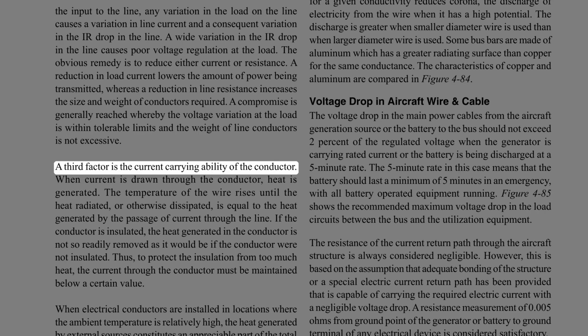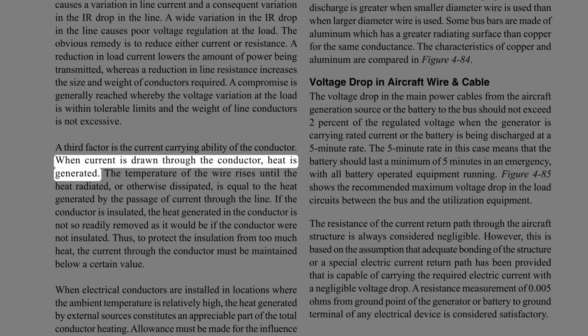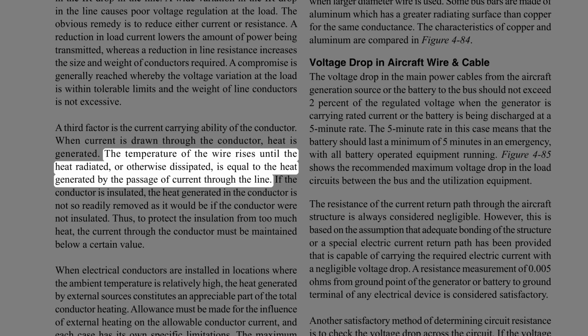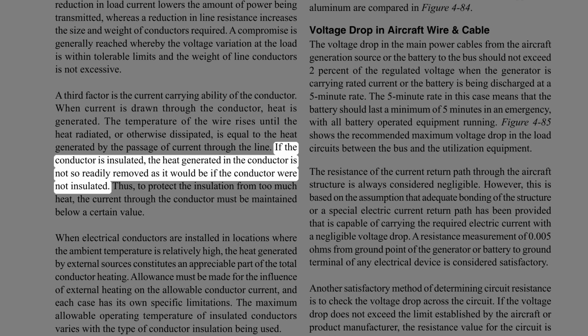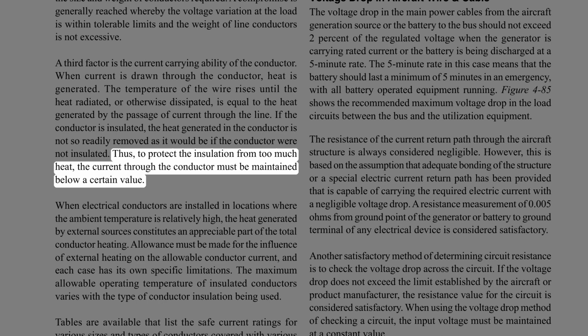A third factor is the current carrying ability of the conductor. When current is drawn through the conductor, heat is generated. The temperature of the wire rises until the heat radiated, or otherwise dissipated, is equal to the heat generated by the passage of current through the line. If the conductor is insulated, the heat generated in the conductor is not so readily removed as it would be if the conductor were not insulated. Thus, to protect the insulation from too much heat, the current through the conductor must be maintained below a certain value.